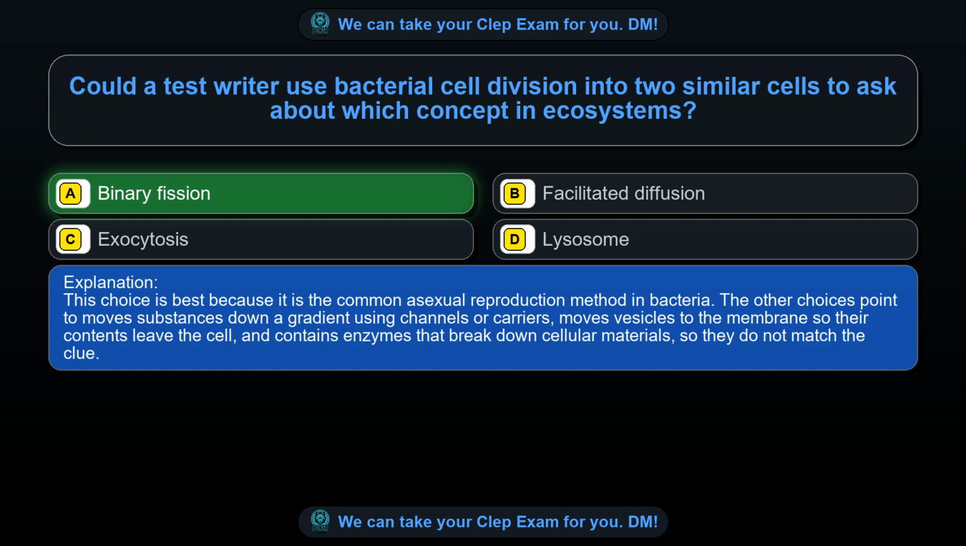This choice is best because it is the common asexual reproduction method in bacteria. The other choices point to moving substances down a gradient using channels or carriers, moving vesicles to the membrane so their contents leave the cell, and containing enzymes that break down cellular materials, so they do not match the clue.